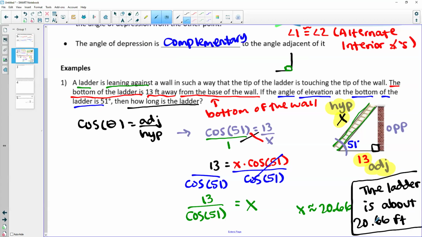Today's notes is all about word problems and understanding what it means to have an angle of elevation and an angle of depression. So you will feel more comfortable with these with the more problems that you practice with. So let's just keep practicing. Let's look at another example. Let's look at example 2.